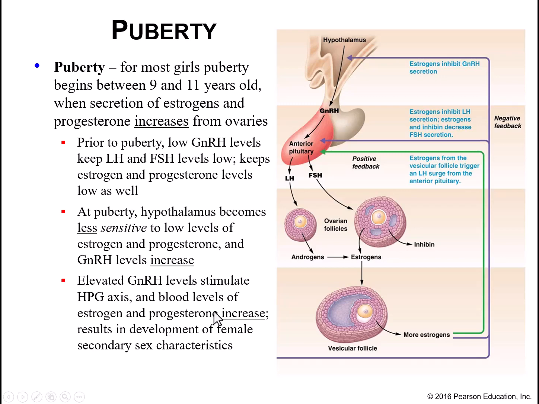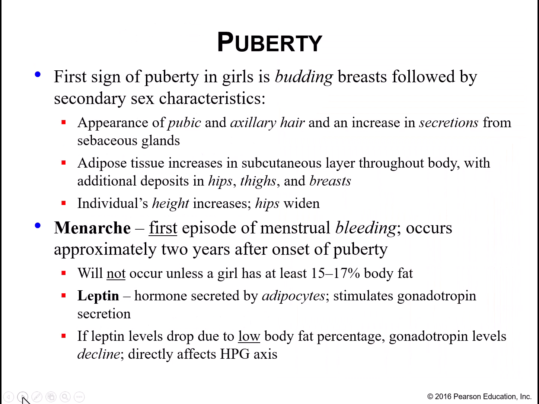We get the estrogens. The more estrogens that we get, we also get our secondary sex characteristics. Those secondary sex characteristics, first signs of that are our budding breast, followed by appearance of pubic and axillary hair, increased adipose tissue in our hips, thighs, and breasts. So it's not our fault. Puberty makes us get larger hips, thighs, and breasts. And then individuals' height increases, hips widen. We start our cycling, our first menarche, and it is the first episode of menstrual bleeding. Usually occurs approximately 2 years after the onset of puberty.